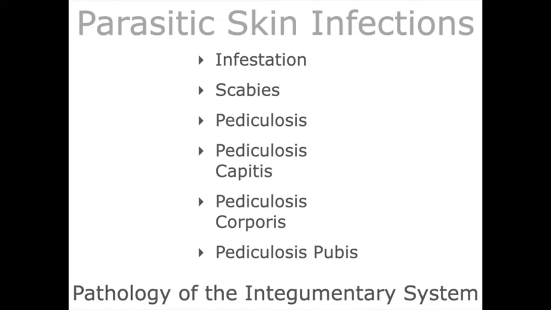There are 3 types of lice, each attracted to a specific part of the body. Pediculosis capitis is an infestation with head lice. Pediculosis corporeus is an infestation with body lice. Pediculosis pubis is an infestation with lice in the pubic hair and pubic region.